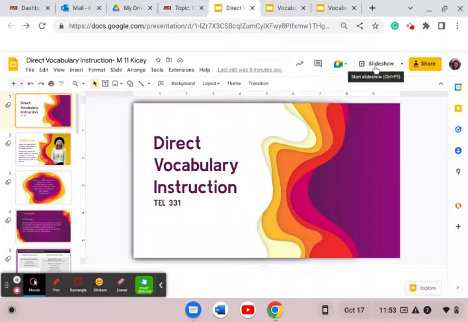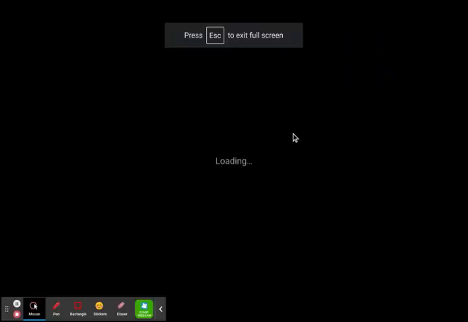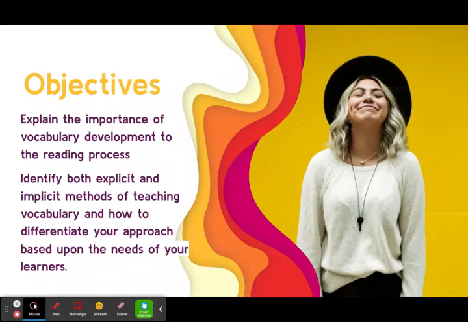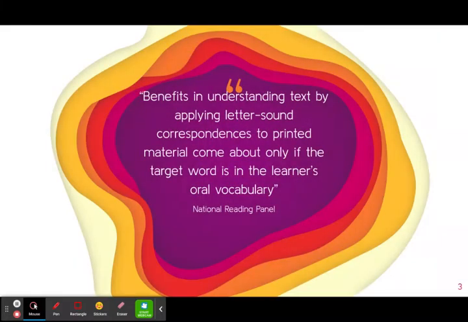So we're looking at direct vocabulary instruction this week. And it's pretty fun to teach vocabulary. So let's get into it. Tonight, whenever you're listening to this, we will be talking about the importance of vocabulary development in the reading process, talk about explicit teaching methods, and the different approaches you can use for your learners.